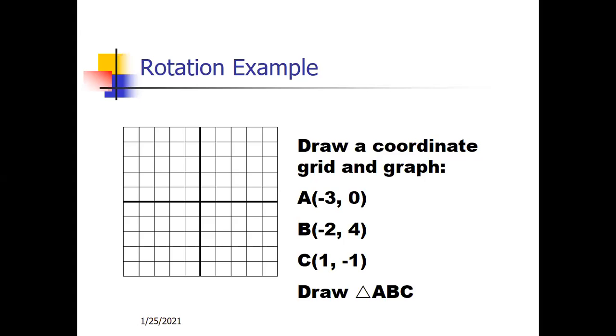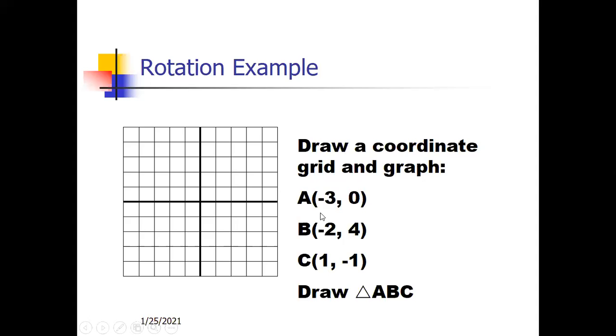We will swap them, it will be y, x, and change the sign of the first one. For the first one, yes. So if it's 90, we will switch and we will change the sign for the first one. Thank you. Now draw the coordinate grid and graph.